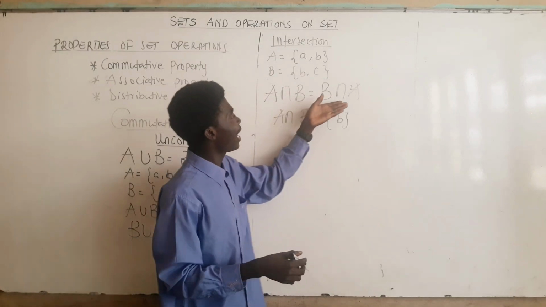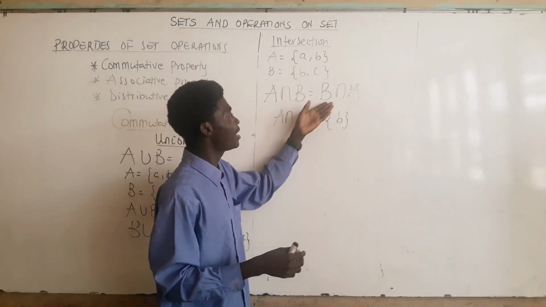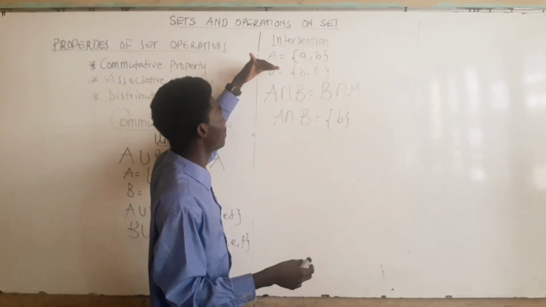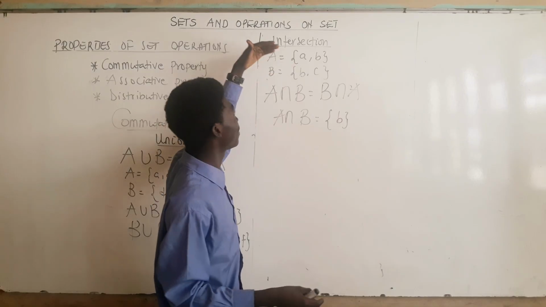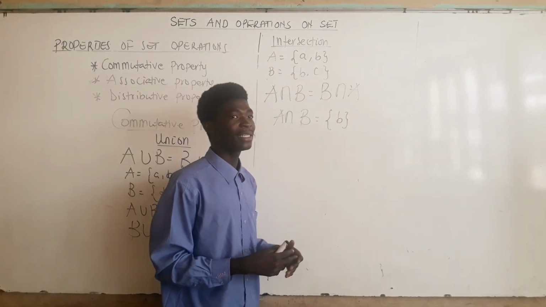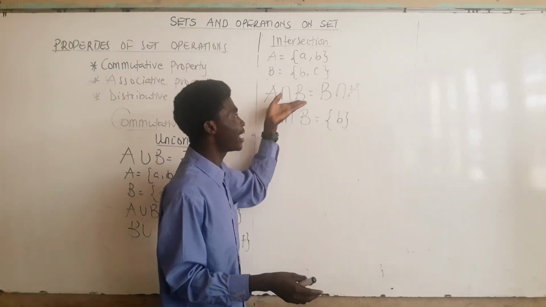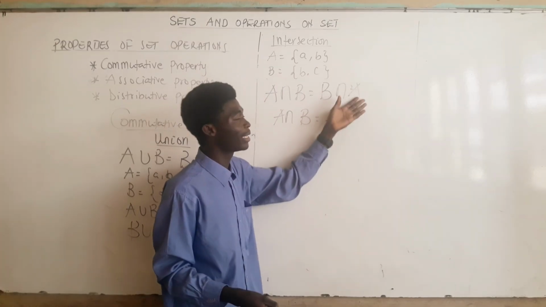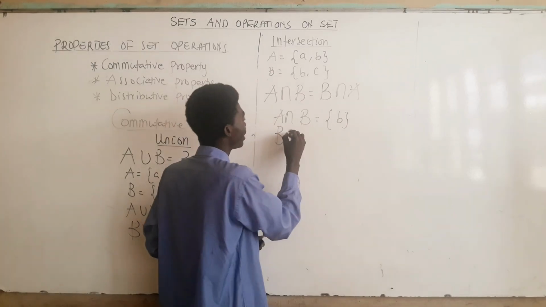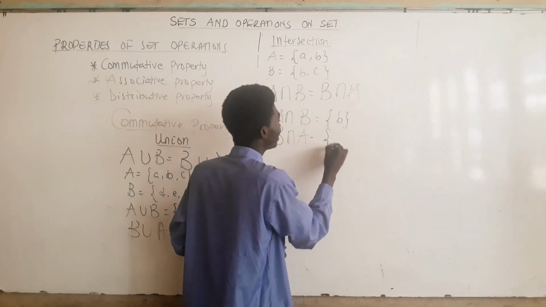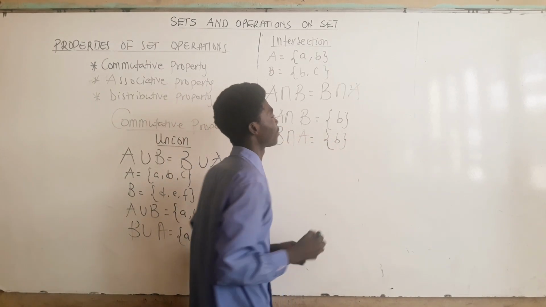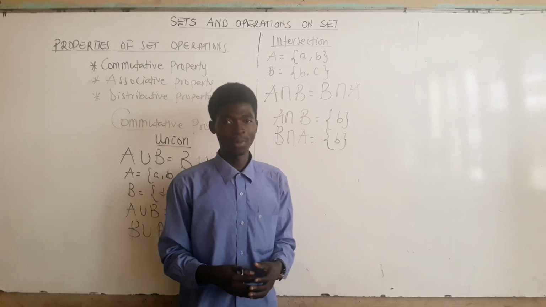The other is saying the same. B intersection A means the elements that can be found in B and at the same time in A. The commutative property is saying that the result you get for this first one shouldn't be different from the other. So B intersection A automatically is going to be b. And that is the commutative property.